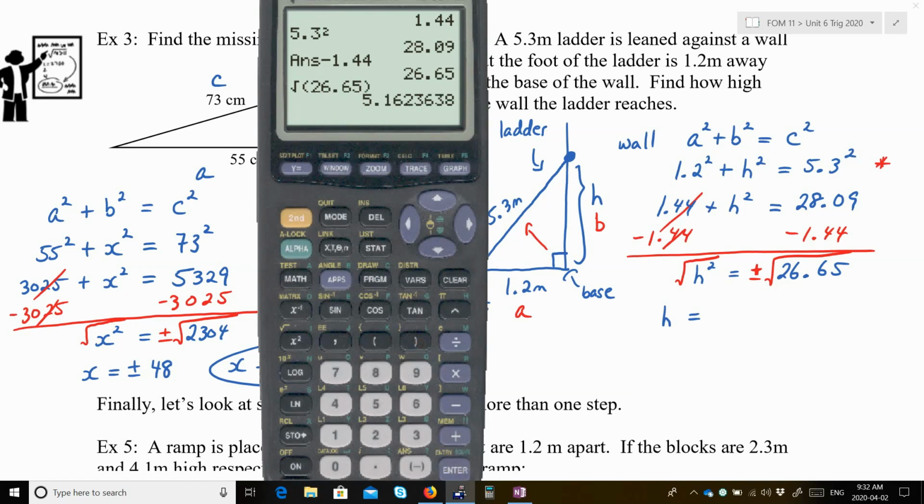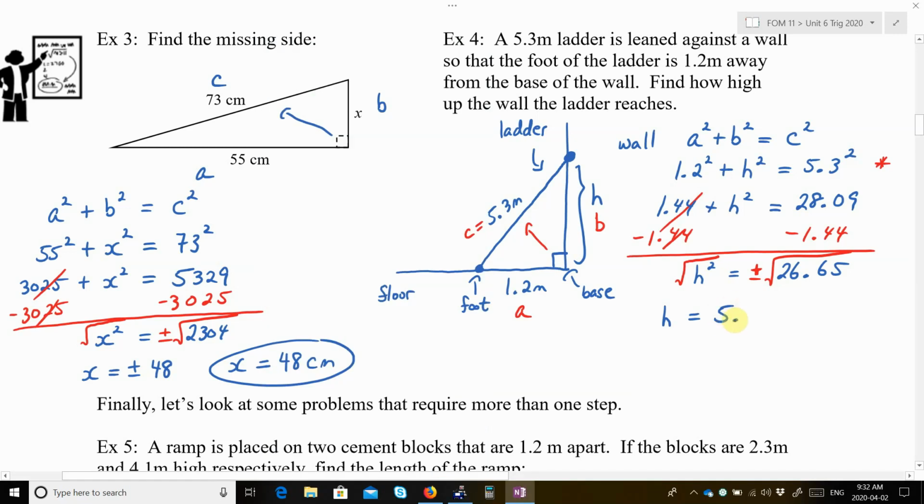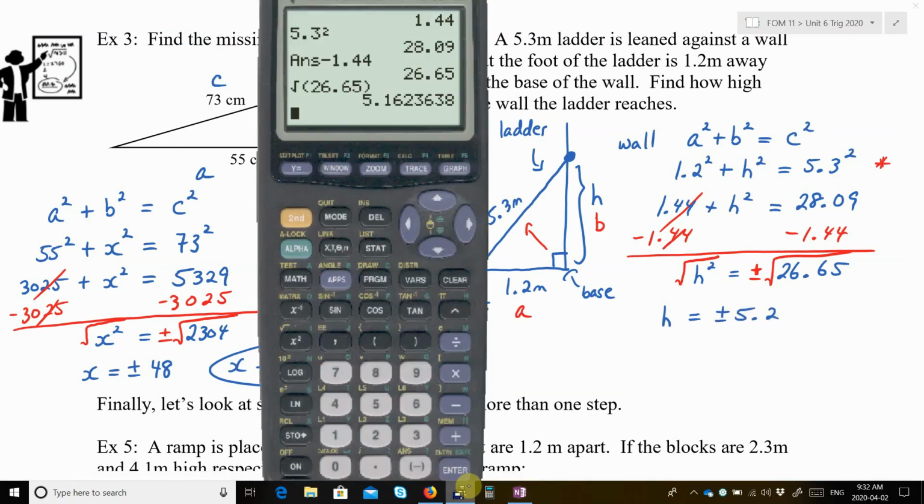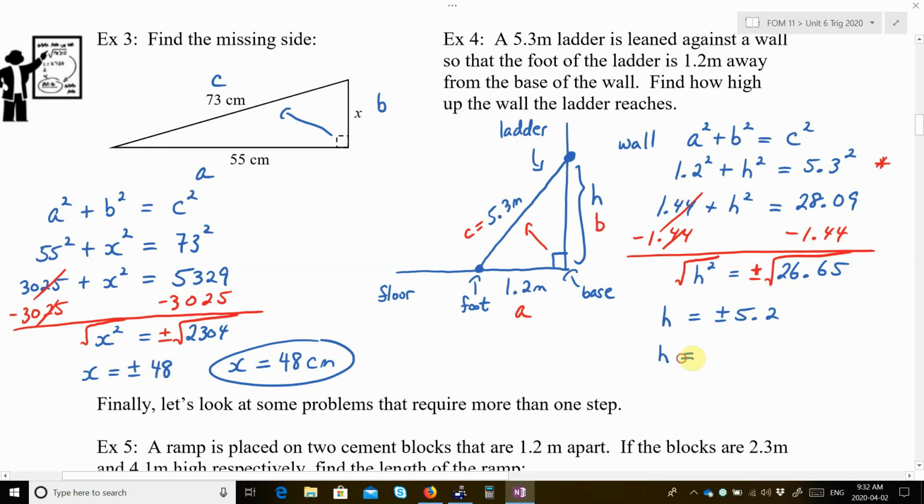Okay, so the square root of h squared is h, and the square root of 26.65 is 5.16 and a bunch of stuff, so why don't we round that to one decimal place and we'll say 5.2 meters. And actually, technically, we need that plus or minus in there first, so h is plus or minus 5.2. And then I would say h is equal to 5.2 meters in the context of the problem. Okay, and so that is finding a missing leg.